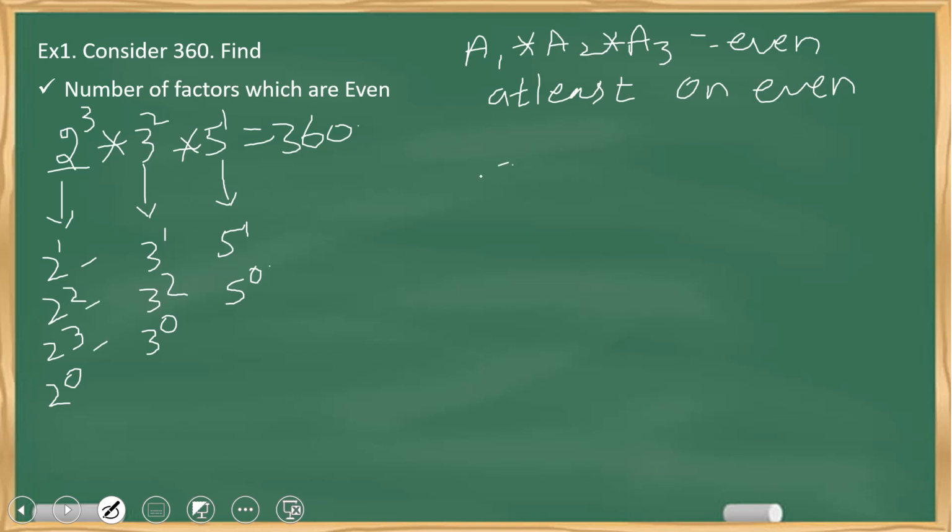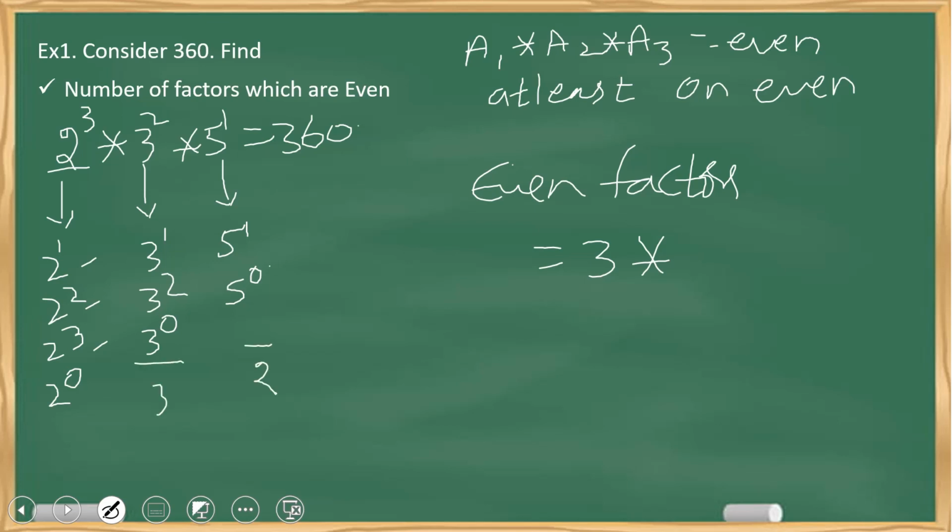So I will consider even factors is equal to 3 even numbers into any number. It might be even or odd for the next numbers. So there are 3 here, there are 2 here. Okay, so 3 into 3 into 2. So totally how many even factors will be there? 18 will be there. Okay, this is a concept.